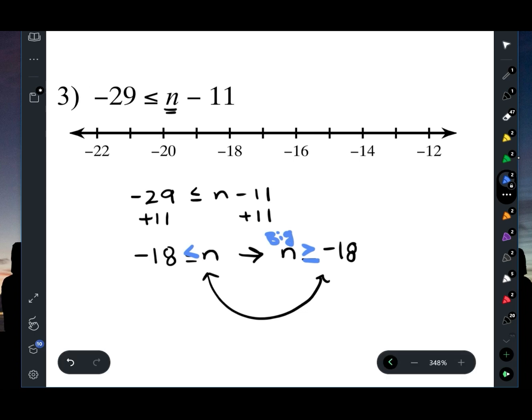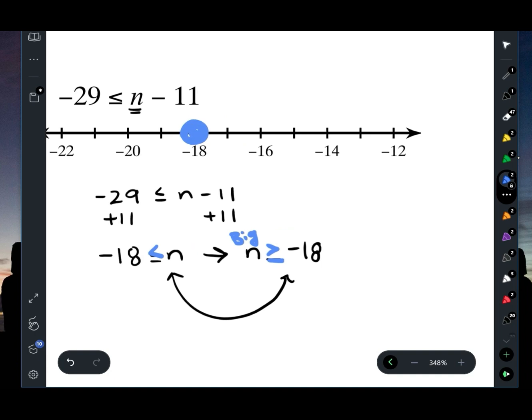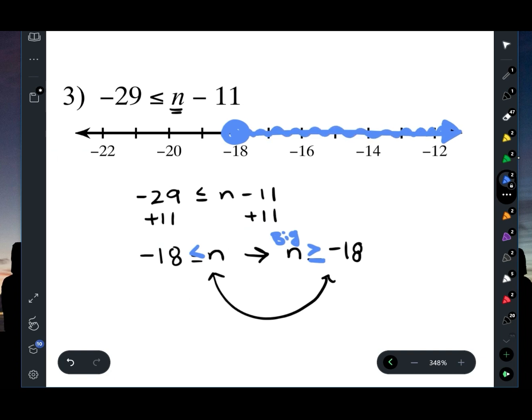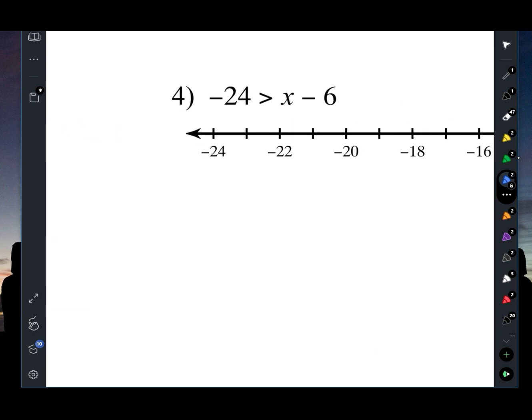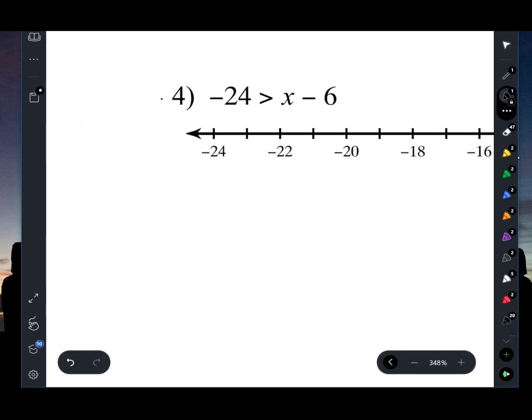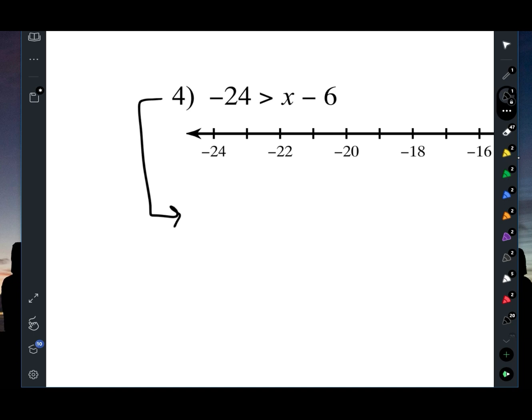Let's put that on there. And numbers more, so bigger than negative 18. Well, that's negative 16, negative 15. It can be a little tricky with negatives, but again, that arrow is going to point. Number 4, go ahead and try it out if you haven't already. I'm going to go through it here, but let's see how you do.